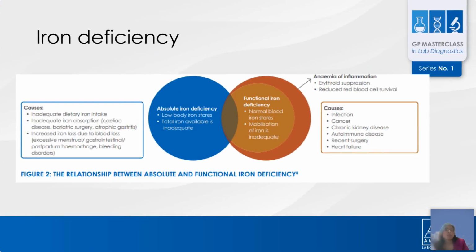So this is a picture of the absolute iron deficiency versus the functional iron deficiency, and we can see that in functional iron deficiency we sometimes even have normal body iron stores, but mobilization of the iron is the problem. But in absolute iron deficiency, we have low body iron stores and the total iron available is inadequate.